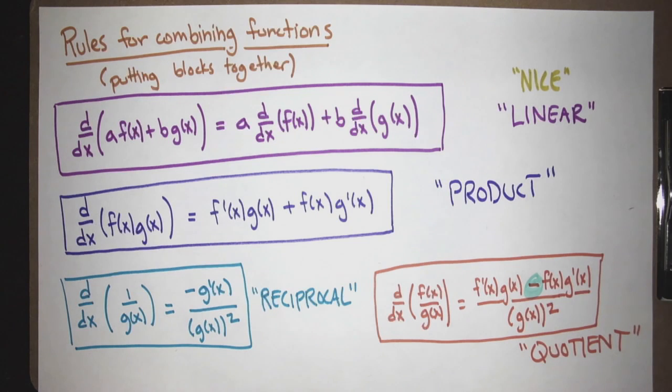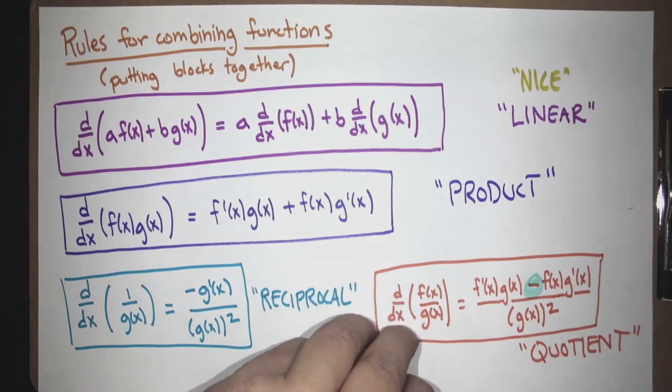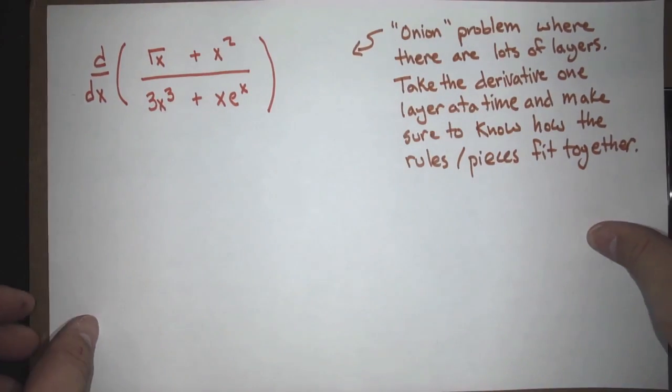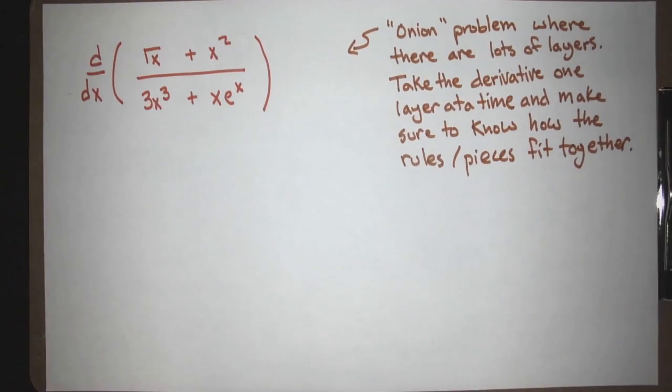So we're learning these rules, learning how things fit together. So now we can do more interesting questions. Something like this. The derivative of the square root of x plus x squared over 3x cubed plus x e to the x. Now this is what I would call an example of an onion problem. And you're like, yes, there's going to be some tears, right? No, it's not because we're going to cry. It's because there's layers. Onions have layers. And these problems have layers.